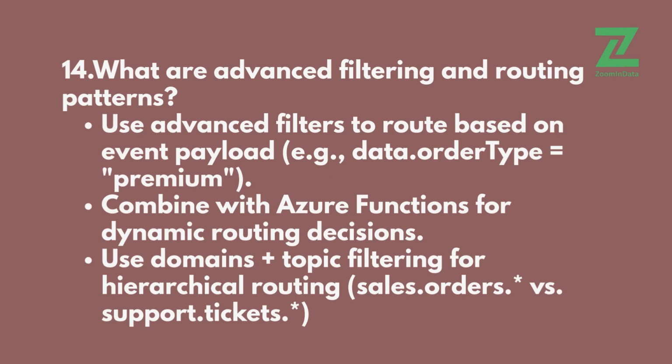What are advanced filtering and routing patterns? Use advanced filters to route based on event payload. Example: data.orderType equals premium. Combine with Azure Functions for dynamic routing decisions. Use domains plus topic filtering for hierarchical routing: sales, orders, asterisk versus support, tickets, asterisk.